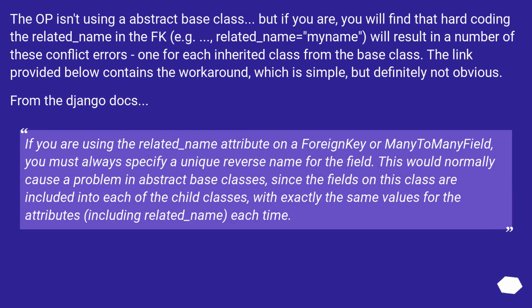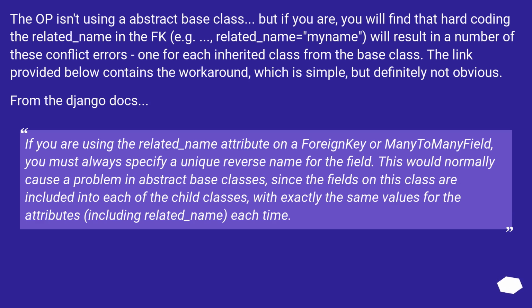The OP isn't using an abstract base class. But if you are, you will find that hard coding the related_name in the FK, for example, related_name equals my name, will result in a number of these conflict errors, one for each inherited class from the base class. The link provided below contains the workaround, which is simple, but definitely not obvious.